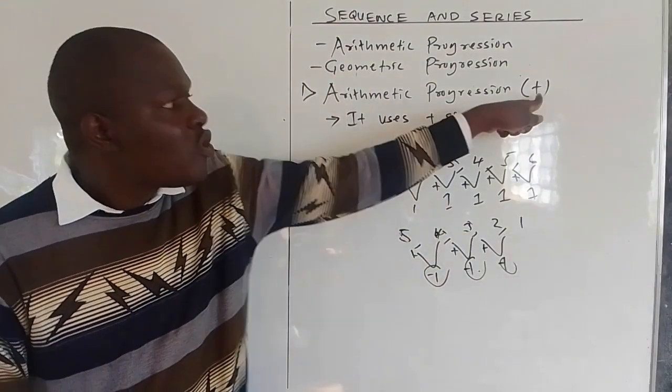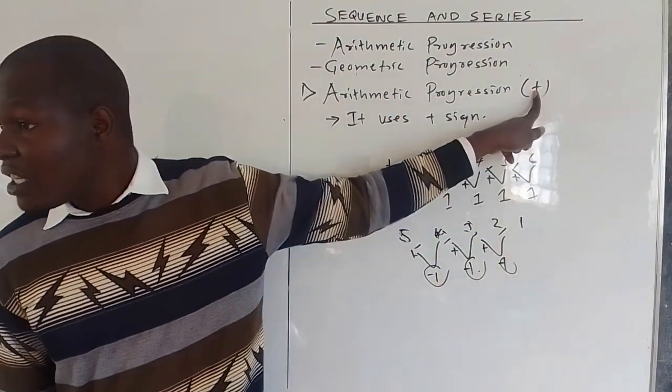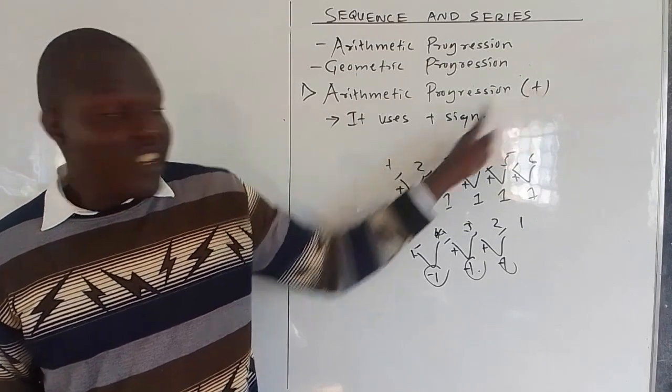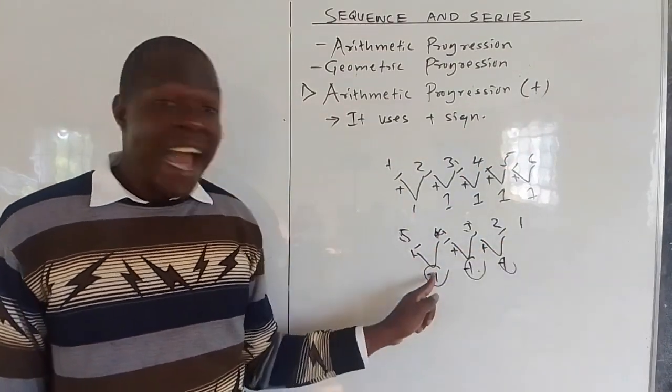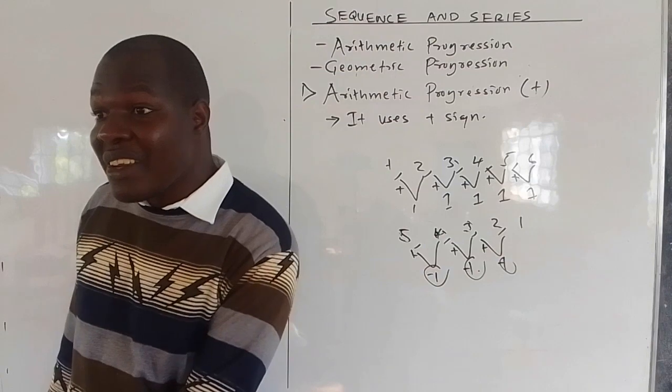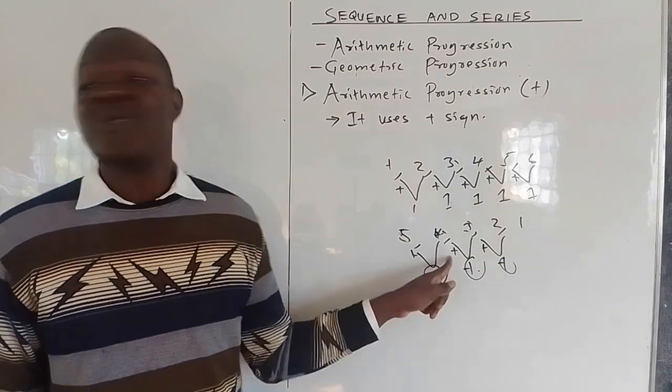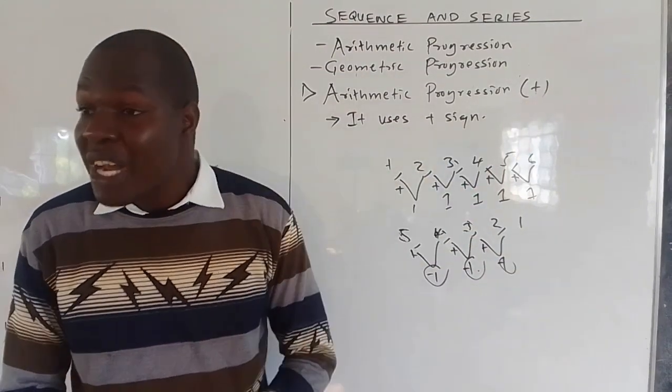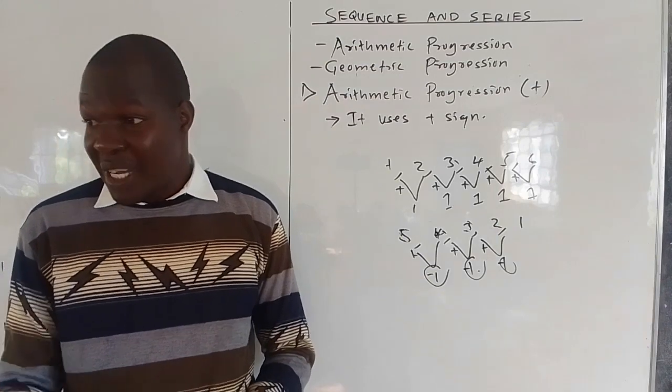Meaning this series uses the addition sign. Are you getting that? Yes. So when it is decreasing, it means you are adding a negative number. That is why it is decreasing. So you cannot say 5 minus 1 to give 4, because it does not use subtraction. Are you seeing that? Are you getting the idea?